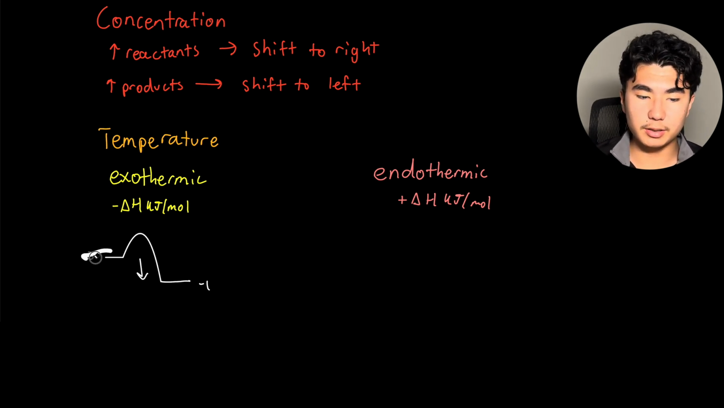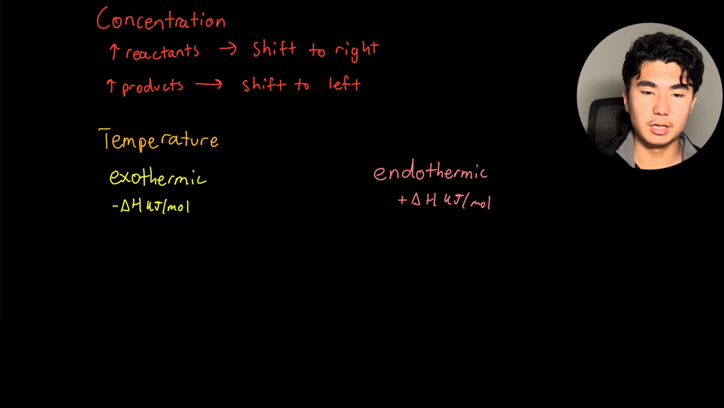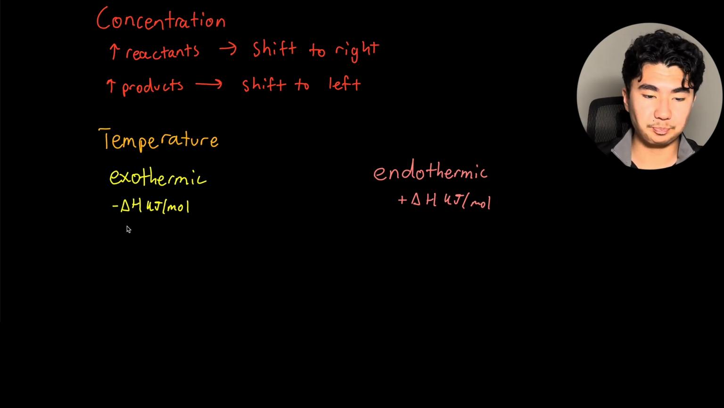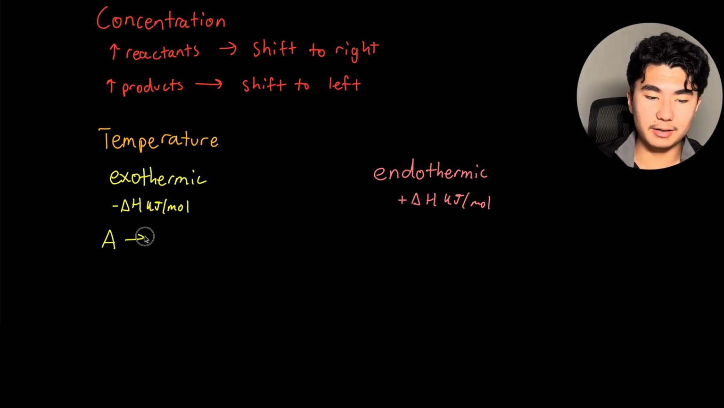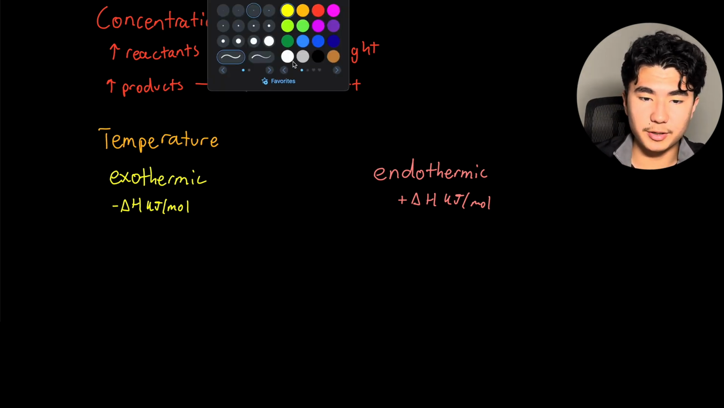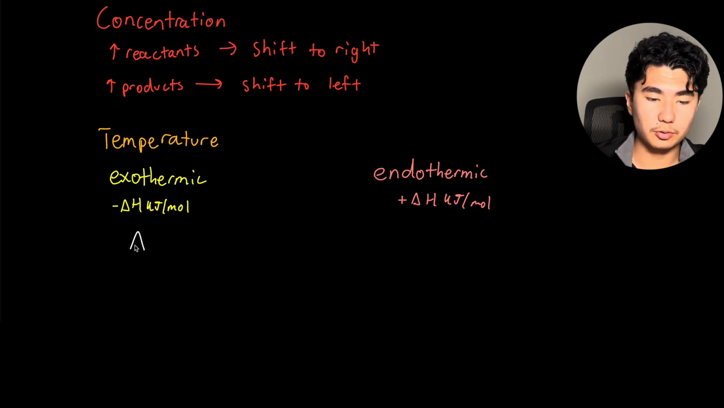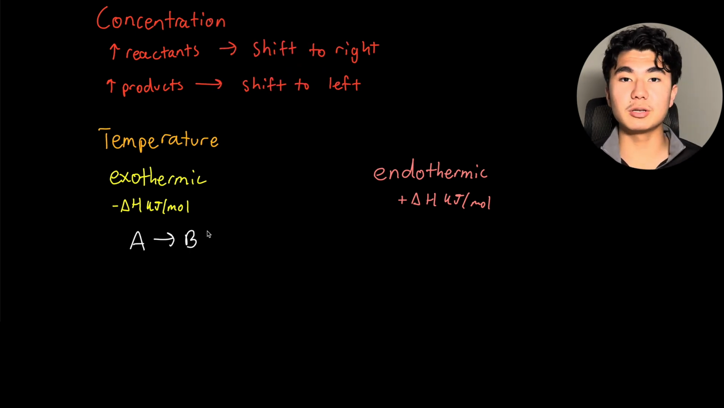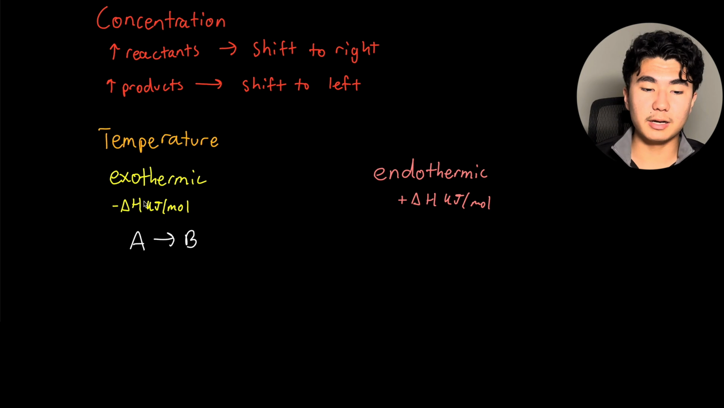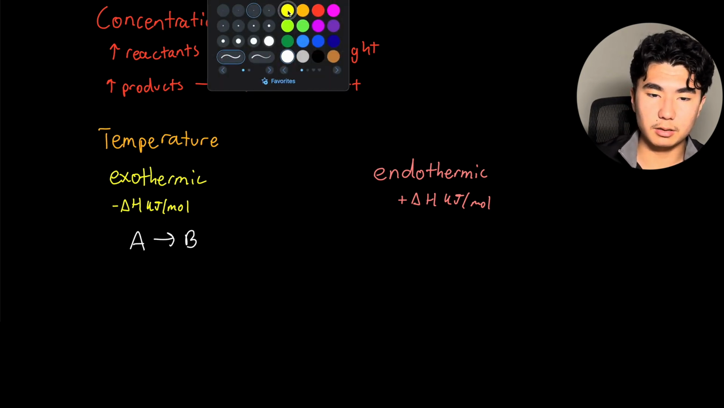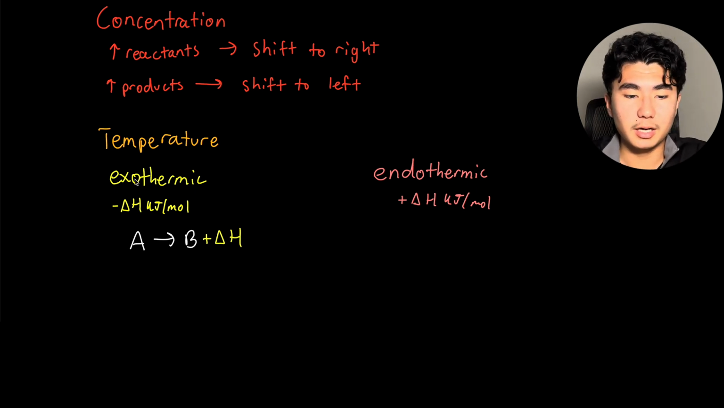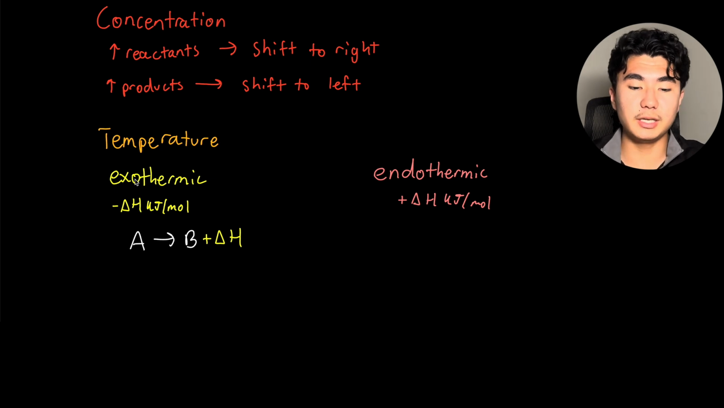So now that we know that, let's actually draw some reactions and see what I mean by exothermic and endothermic. So let's say we have simply A goes to B. A's are basically our reactants and B's are products. And if it is exothermic, then this guy over here is going to be placed over here, because we have that negative heat. So we have a negative change in heat, so we just put it on the product side.